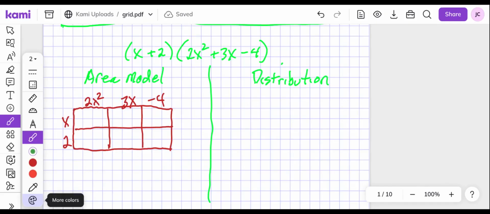All right, so 2x squared times x is 2x cubed. 3x times x is 3x squared. Negative 4 times x, negative 4x. And then I can hop down to the next row, doing the same thing. 2x squared times 2, 4x squared. 3x times 2, 6x. Negative 4 times 2, negative 8.